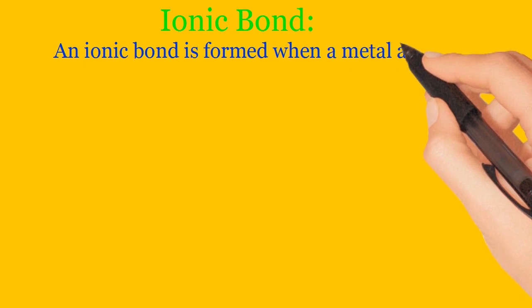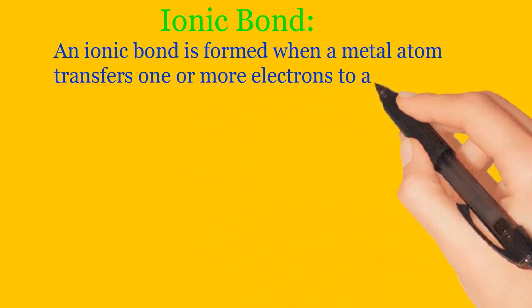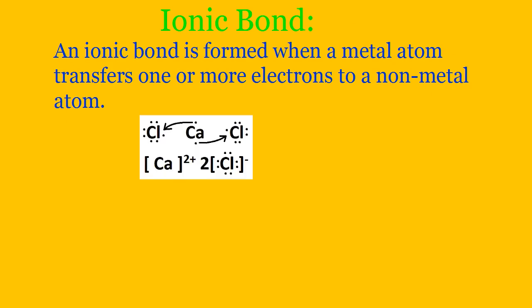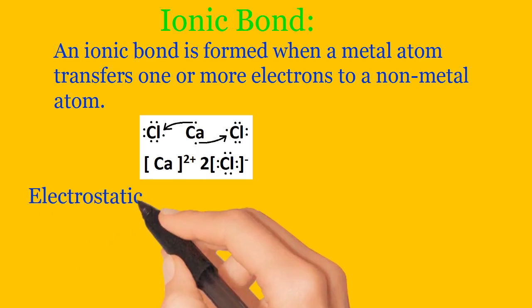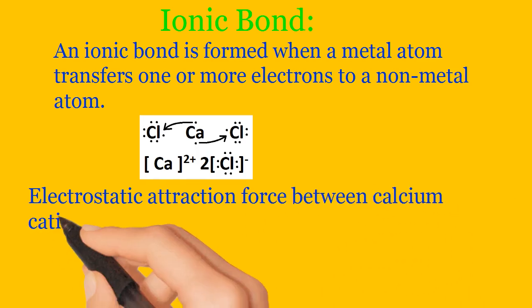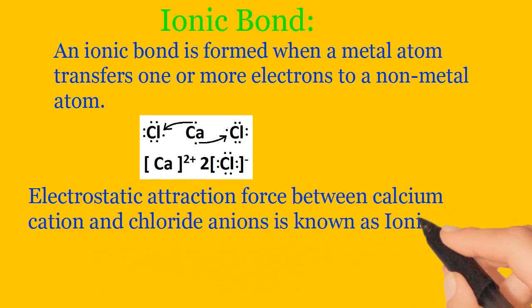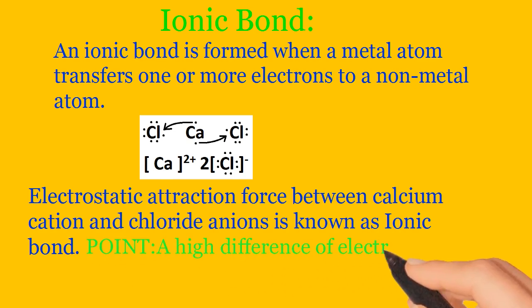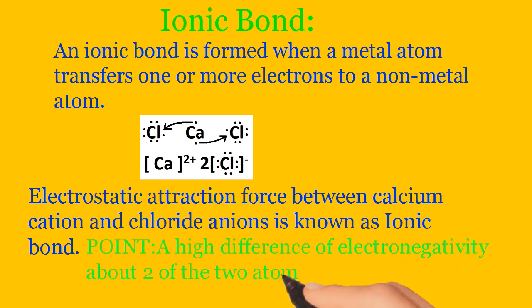Ionic bond. An ionic bond is formed when a metal atom transfers one or more electrons to a non-metal atom. Example: one calcium atom loses 2 electrons, and each chlorine atom gains 1 electron. The electrostatic attraction force between calcium cation and chloride anions is known as ionic bond. Point: a high difference of electronegativity, about 2, between the 2 atoms is necessary for ionic bond.